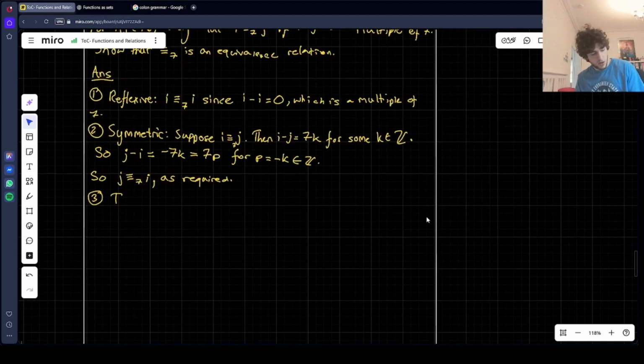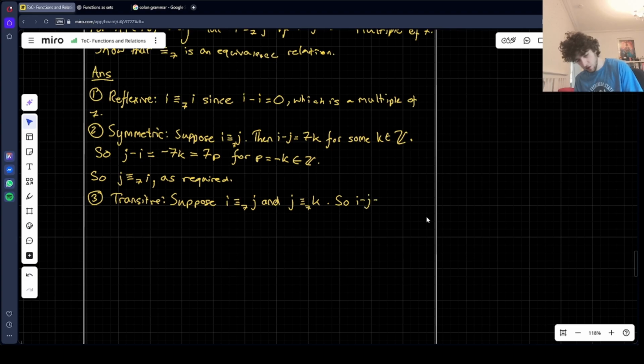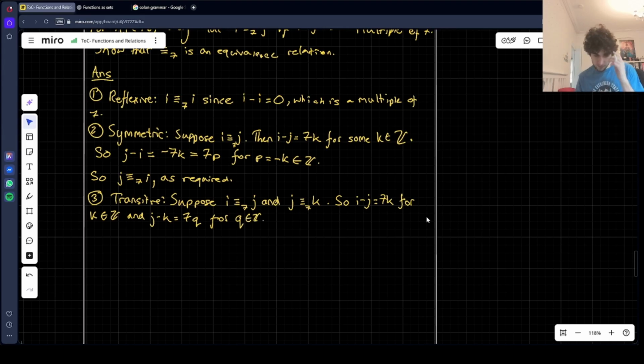And then lastly, we need to do transitive. So suppose that i is related to j by this rule, and that j is related to k by this rule. So i minus j is equal to 7k for k in the integers, and j minus k is equal to 7q for q in the integers, because j and k are related via this rule. This is just given to us because we are supposing that i is related to j and j is related to k.